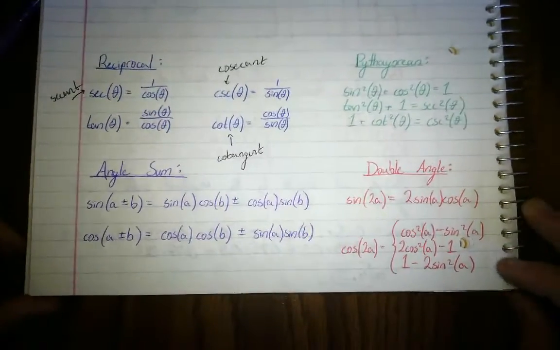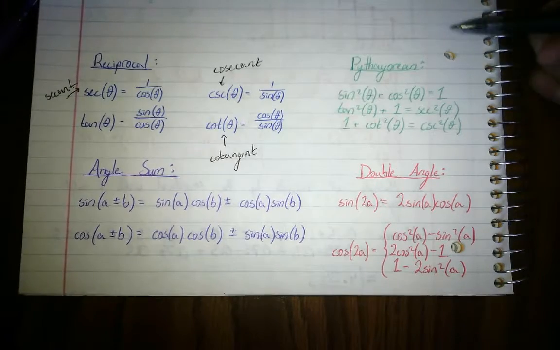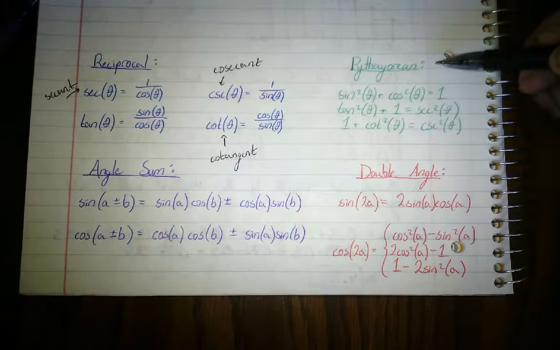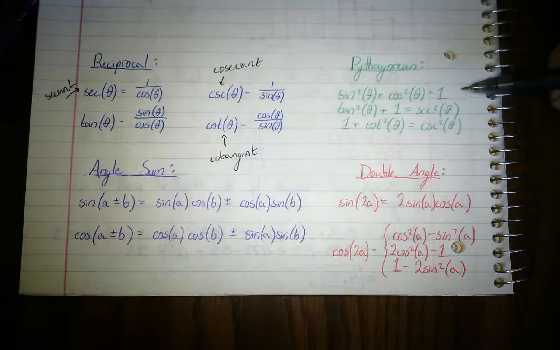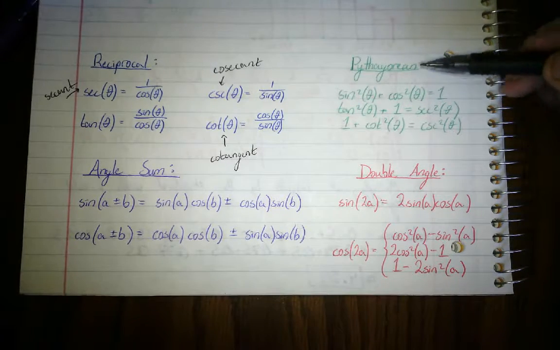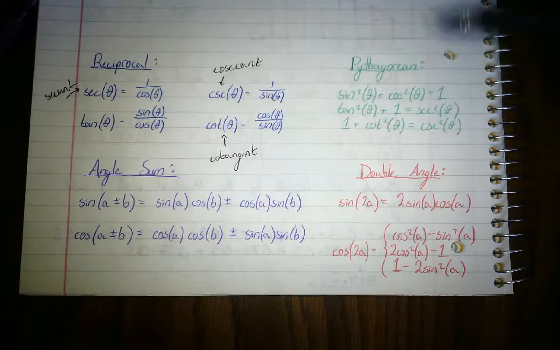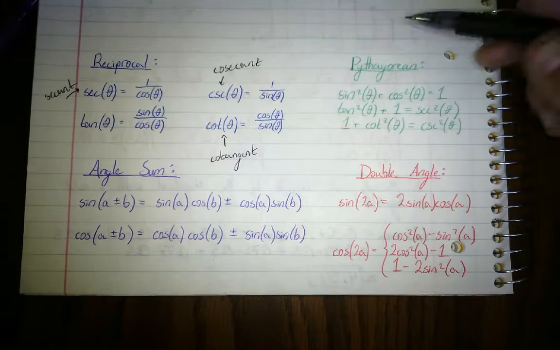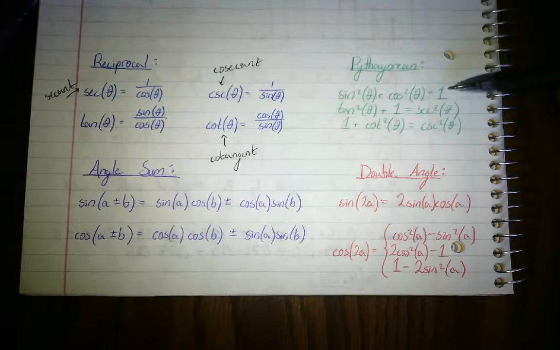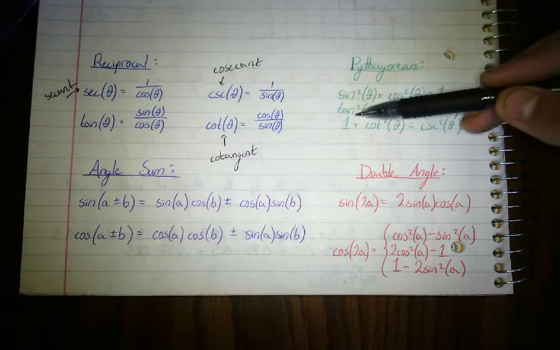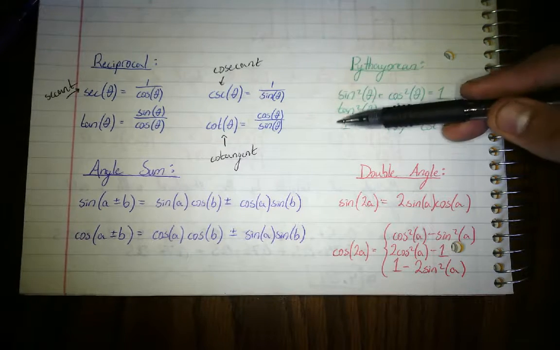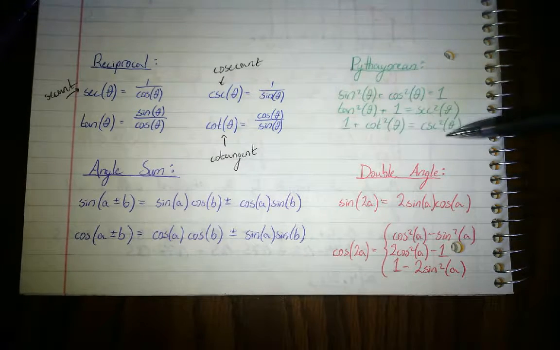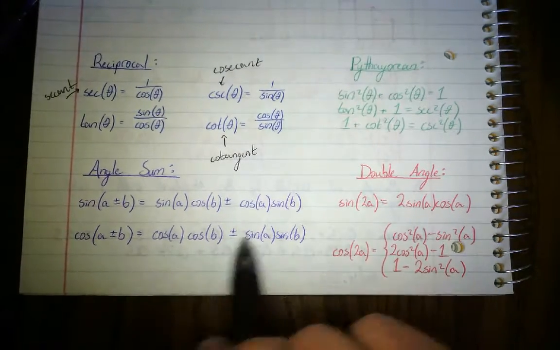We had a few more that we dived into last year with the gallery walk. We have our Pythagorean identities. Sine squared of theta plus cosine squared of theta is equal to 1. We can derive that from our right triangle as well as our unit circle. If we divide everything here by cosine squared of theta, we'll get this line. And if we divide everything right here by sine squared of theta, we're going to get this third Pythagorean identity.